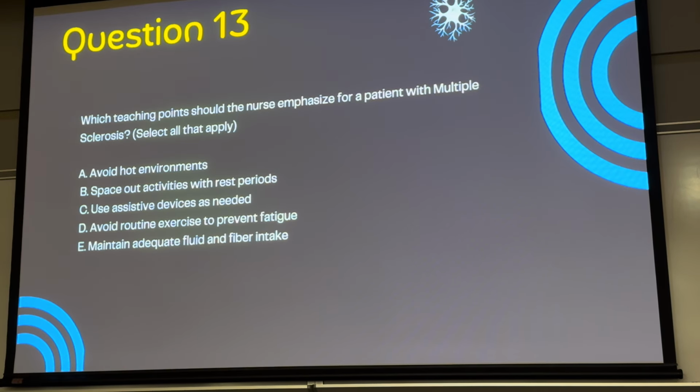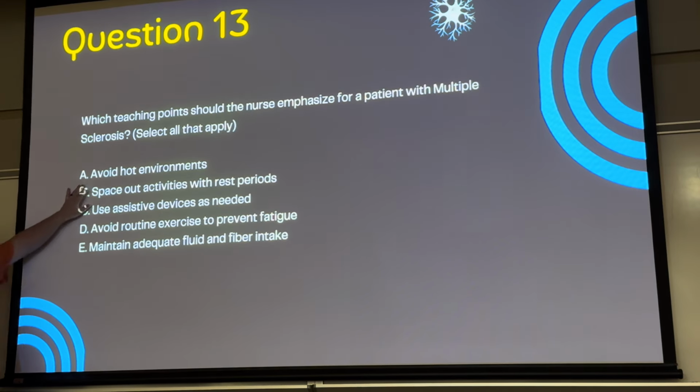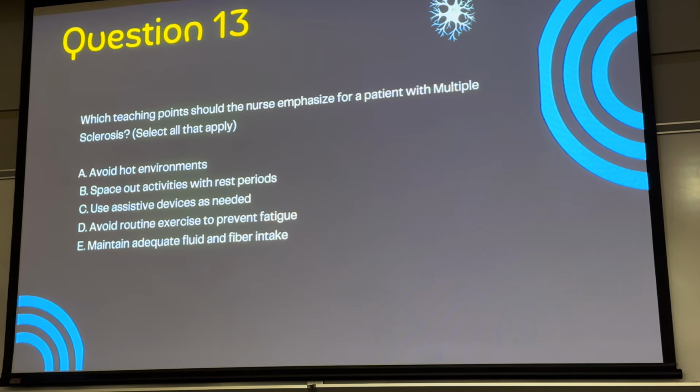Which teaching points should the nurse emphasize for a patient with multiple sclerosis? Select all that apply. Anybody like A? Yeah. A, okay, so we gotta remember for our multiple sclerosis patients, what type of triggers trigger one of their events. So avoid hot environments, can be a type of trigger. Space out activities with rest periods. Yes. Yep. Remember frequent resting.